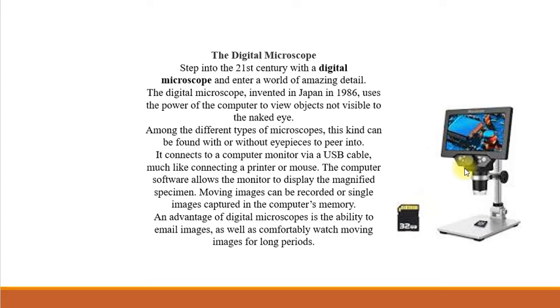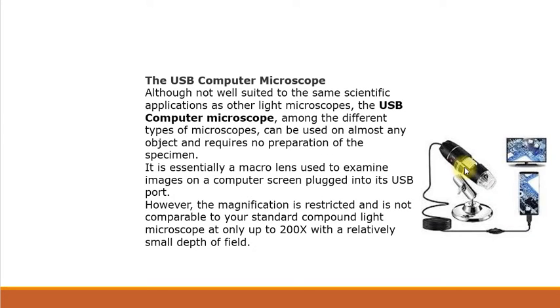Then we will see another microscope. This is the USB computer microscope. Although it is not well suited to the same scientific applications as other light microscopes, the USB computer microscope among the different types of microscope can be used on almost any object and requires no preparation of the specimen. This is a wonder, or we can say the best advantage of this microscope.